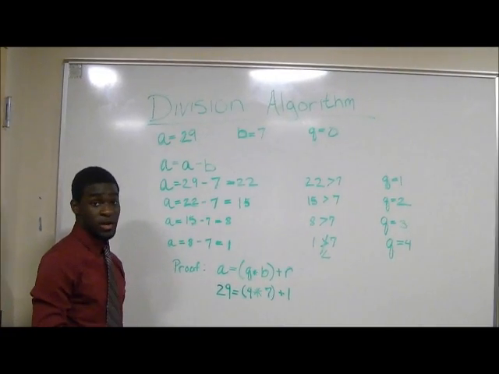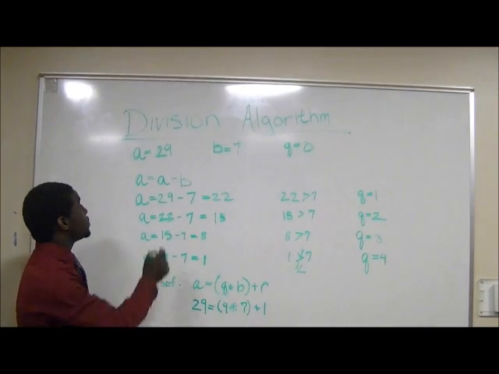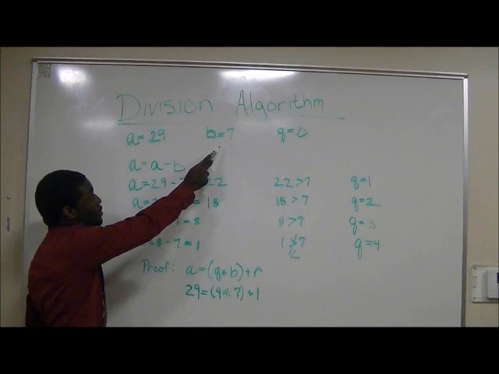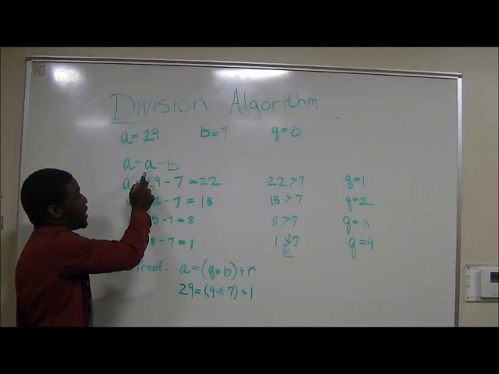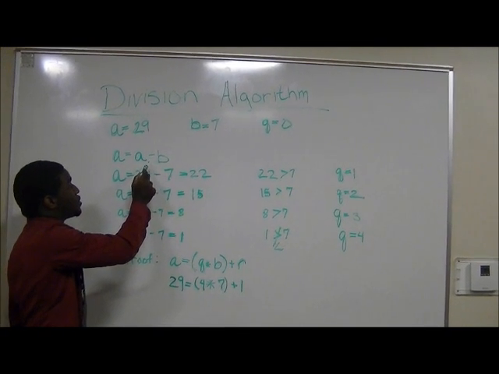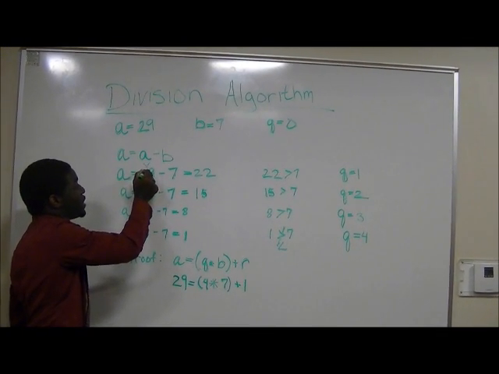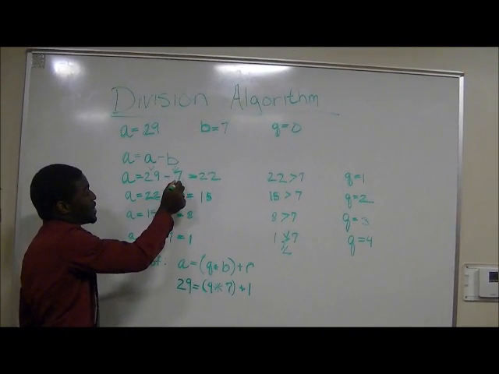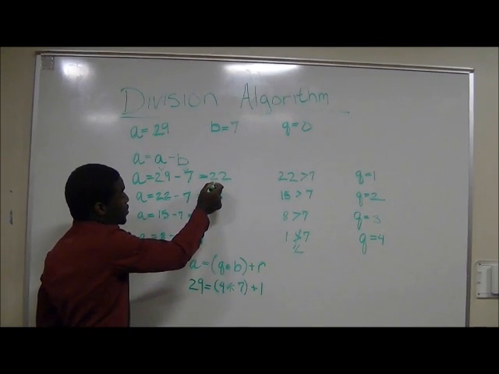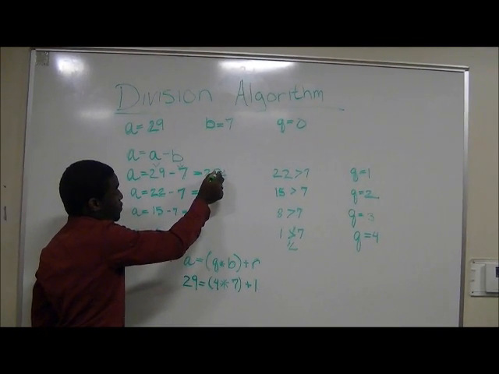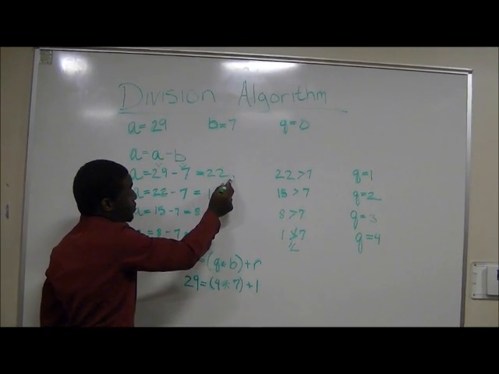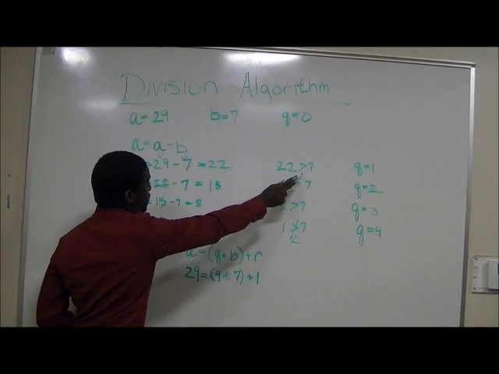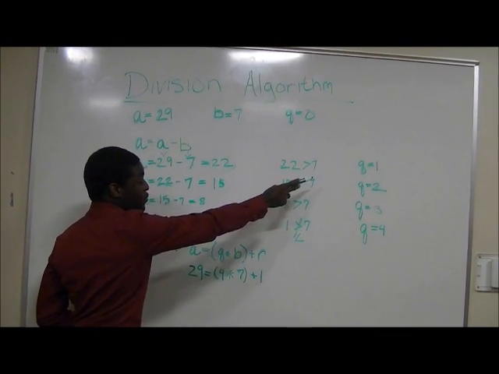This is how a division algorithm works with real life integers, with A being equal to 29 and B being equal to 7. You would use A equals A minus B as your equation. So with A equal to 29 and B equal to 7, you would have A equals 29 minus 7 equals 22, which would be your new A. And then you compare your new A to your B to make sure that A is greater than 7. And that would be your first count.